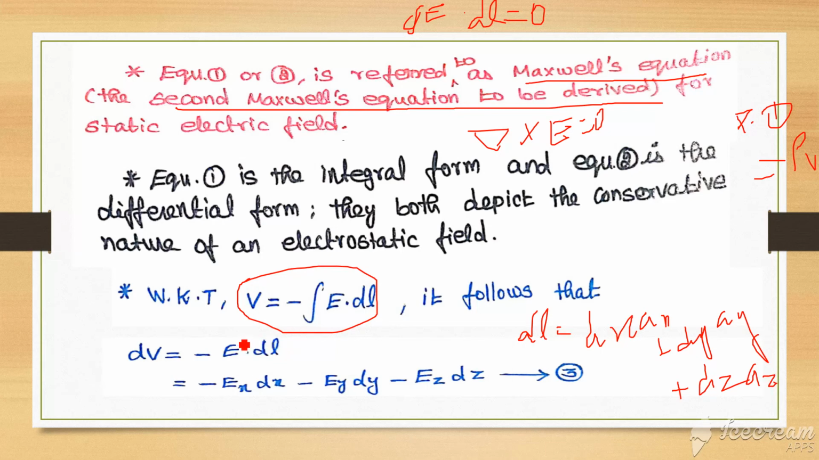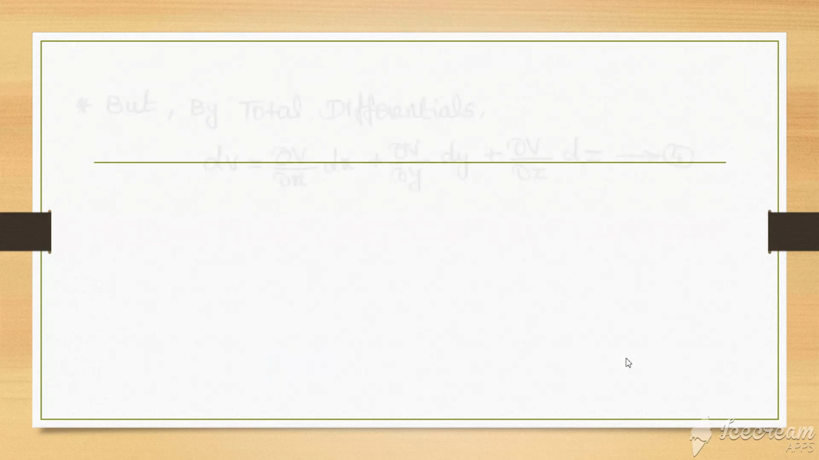Similarly, E also has three components, along the x direction, y direction and z direction. While taking the dot product, the answer should be a scalar. The value with respect to the x coordinate is Ex and the length is dx, so multiplying these two we get minus Ex dx. With respect to the second coordinate, Ey into dy, and with respect to the third one, Ez into dz. This is marked as equation number 3.